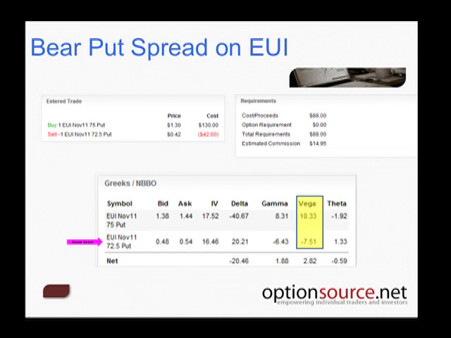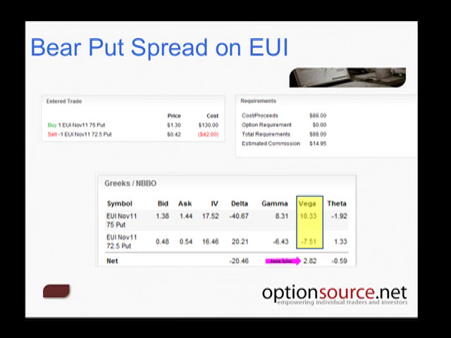So in this case, you can see here that the vega of the November 75 put is 10.33. The vega of the 72.5 put is in fact 7.51. Because we've sold that particular option contract, the vega is actually an offsetting factor, so we subtract that from our long option contract, and you can see that the net vega of the position is 2.82. So once again, what we've done is we've eliminated the volatility factor.